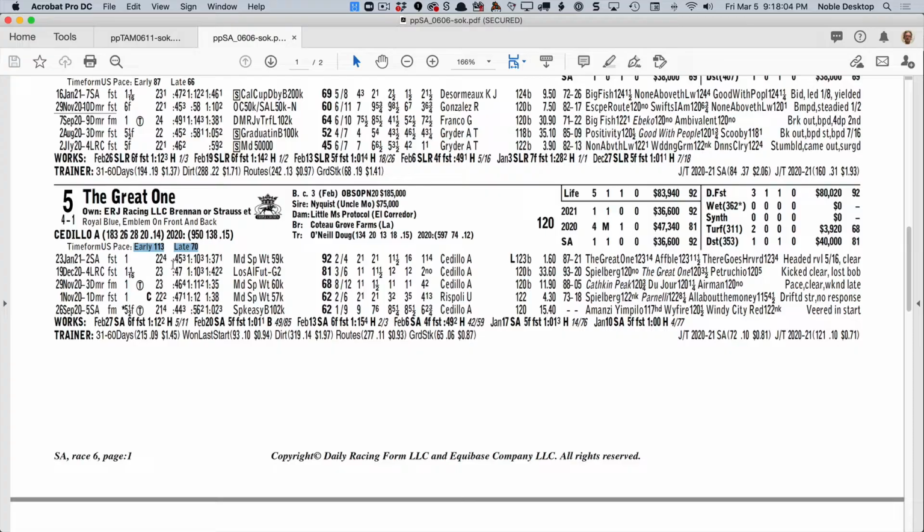Now, if you're in Formulator, you can display the Timeform Pace numbers underneath their running line. Chris, jump in on this one if you want. Chris probably knows better than I do how to explain this. Go ahead, Chris. They look at the whole running line, and Timeform US, which is now owned by DRF.